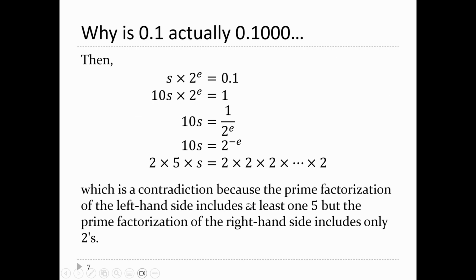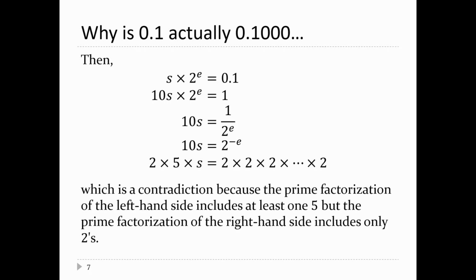All right, so all you do is the following. I'm going to multiply both sides by 10. That lets me get rid of the decimal point, so I now have 10s times 2 to the e equals 1. I'm just going to separate the s and the e onto opposite sides of the equation. So take the 2 to the e and divide both sides by 2 to the e. Now remember, 1 over 2 to the e is just 2 to the minus e. We know that e is negative, so the right-hand side is basically 2 times 2 times 2, negative e times.